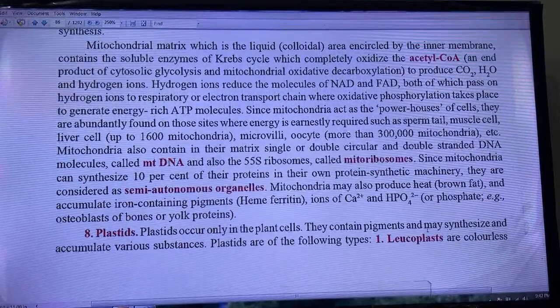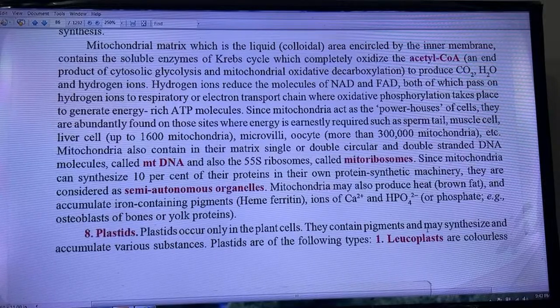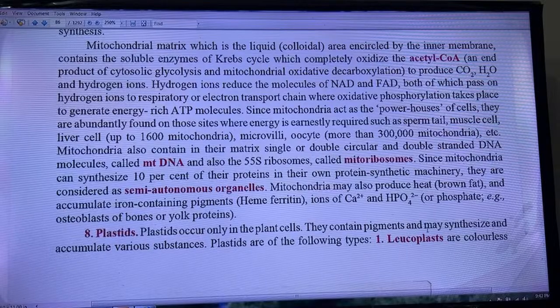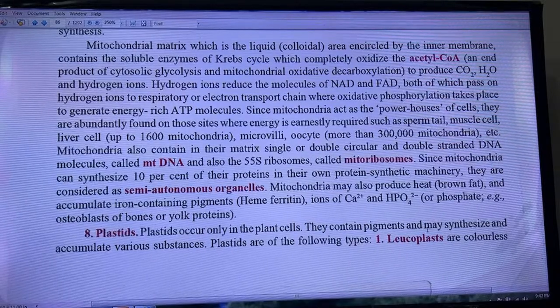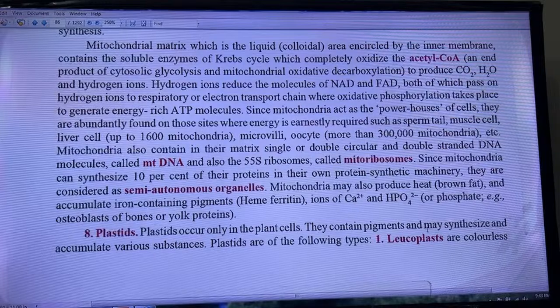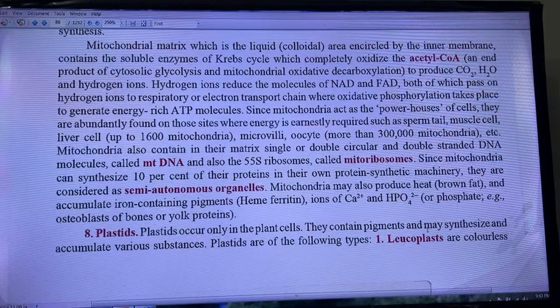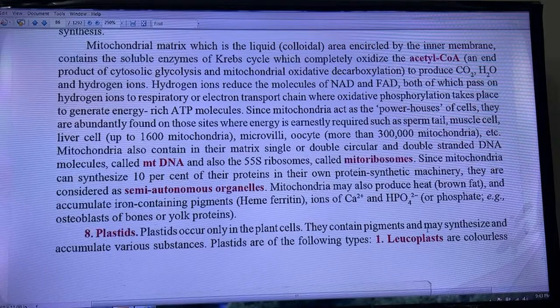The mitochondrial matrix, which is the liquid colloidal area encircled by the inner membrane, contains the soluble enzymes of the Krebs cycle, which completely oxidize acetyl coenzyme A, an end product of cytosolic glycolysis and mitochondrial oxidative decarboxylation, to produce carbon dioxide, water, and hydrogen ions. Hydrogen ions reduce the molecules of NAD and FAD, both of which pass on hydrogen ions to the respiratory or electron transport chain, where oxidative phosphorylation takes place to generate energy-rich ATP molecules.